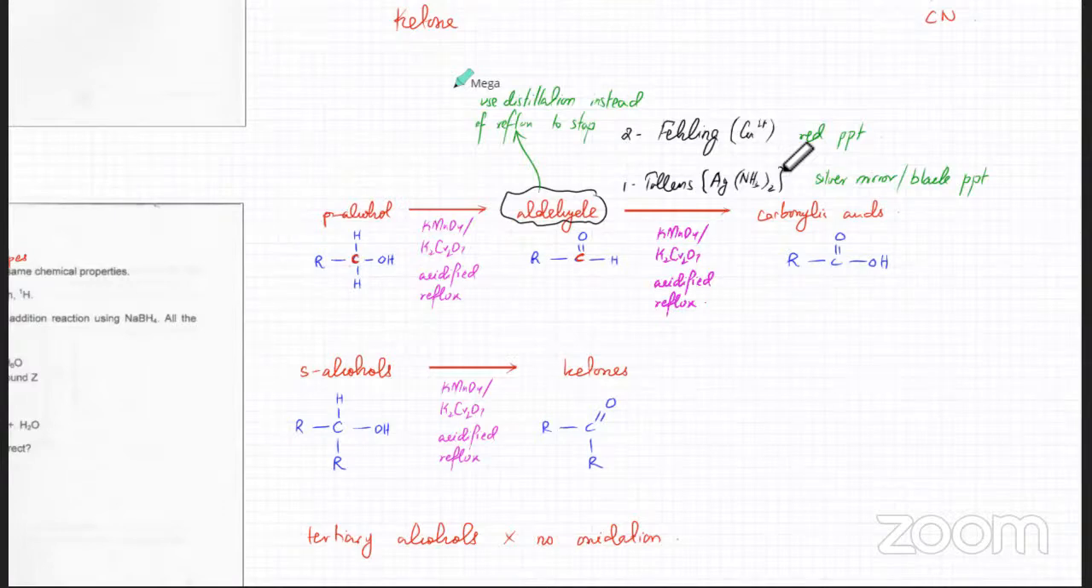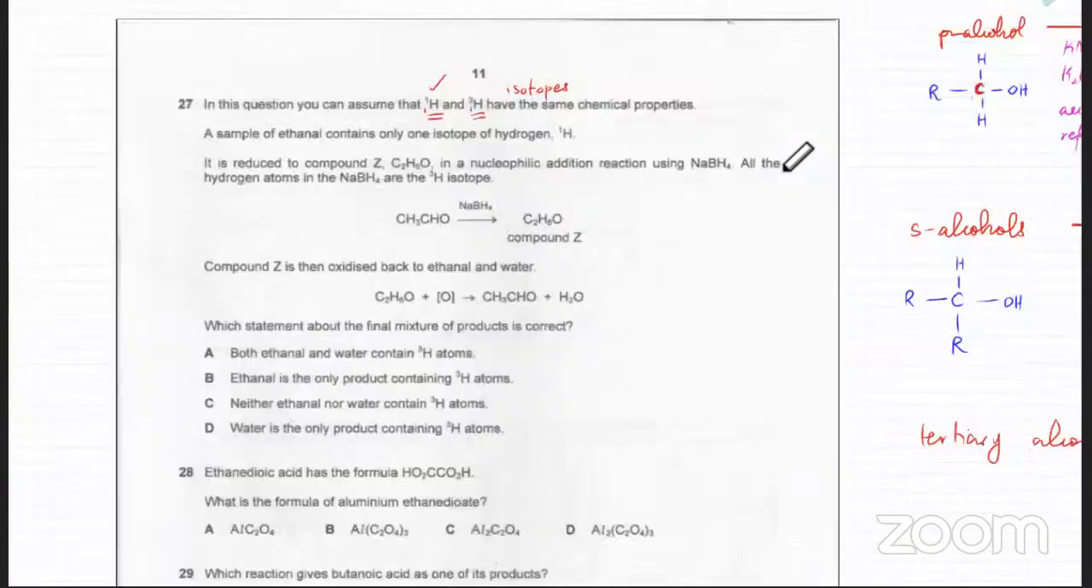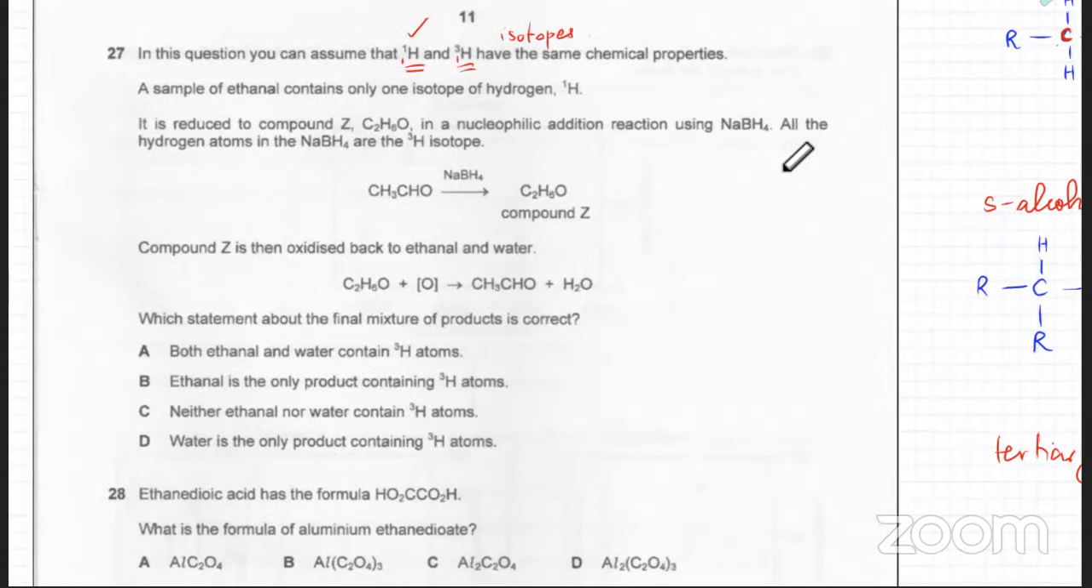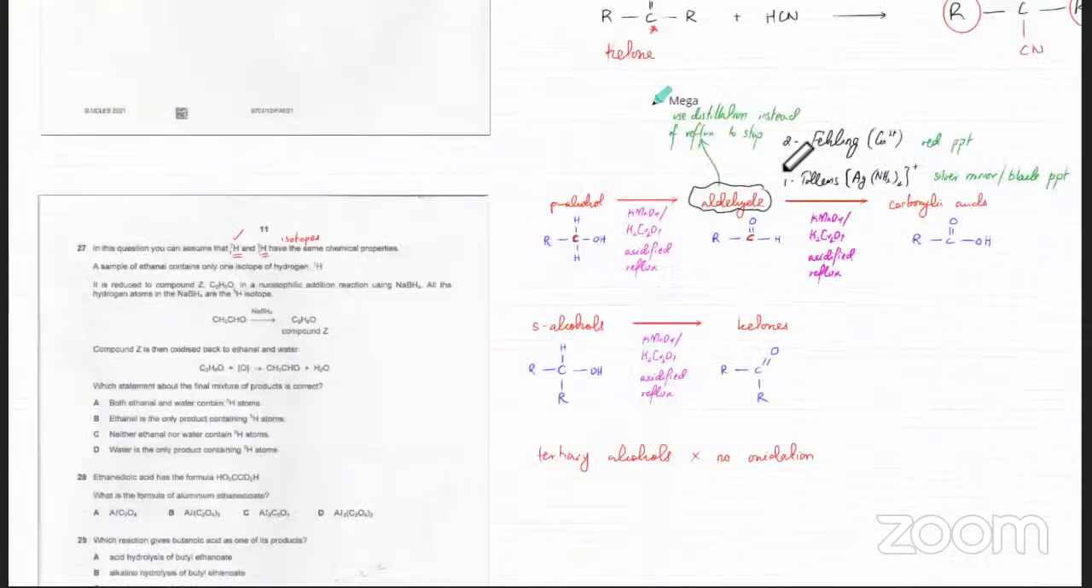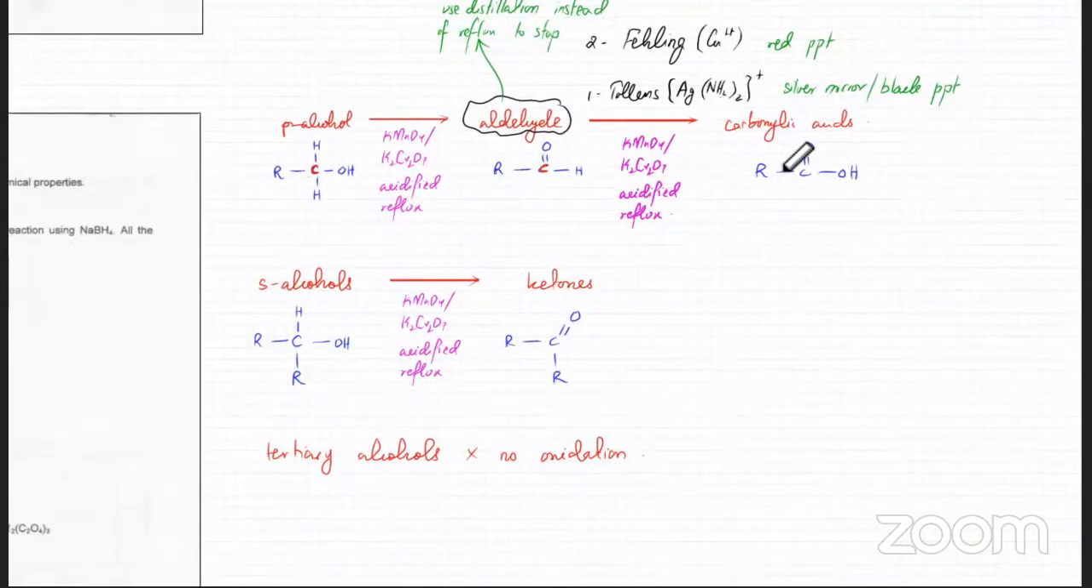So coming back to this. The question was, a sample of ethanol contains only one isotope of hydrogen. I said we didn't do the opposite, but this question required the opposite as well. The opposite is that you can actually reduce them. Reduction is you go in the opposite direction. So reduction would be going from carboxylic acids back to aldehydes, back to primary alcohols.